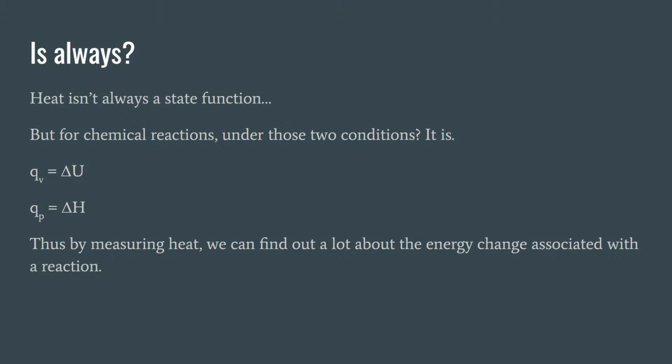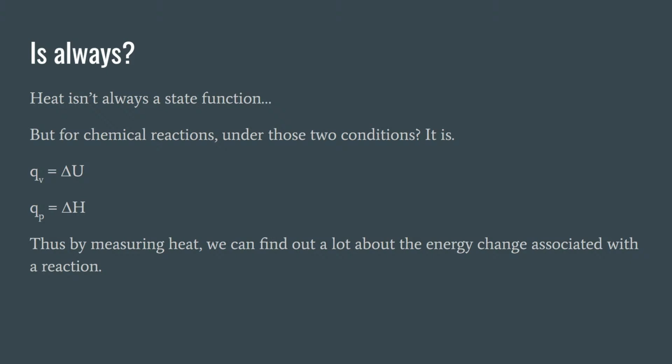At constant volume, the heat exchanged by a system is equal to the... I told you I would screw this up. Delta U instead of delta E. Whatever, doesn't matter. But at constant volume, the heat exchanged by the system is equal to the change in the internal energy. And at constant pressure, it's equal to enthalpy, which isn't the same thing as internal energy, but it still gives us a lot of information.